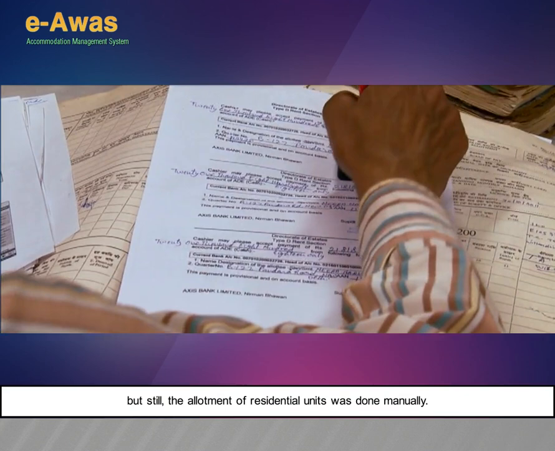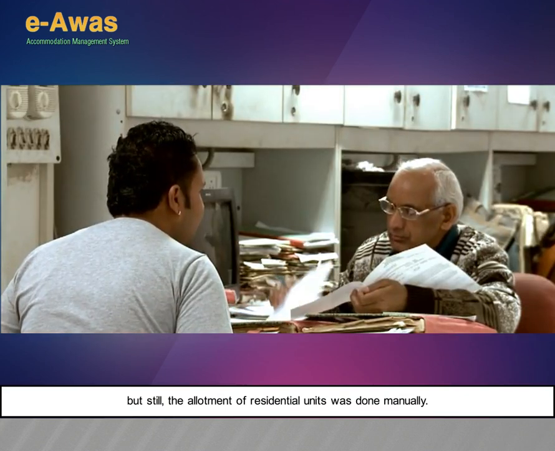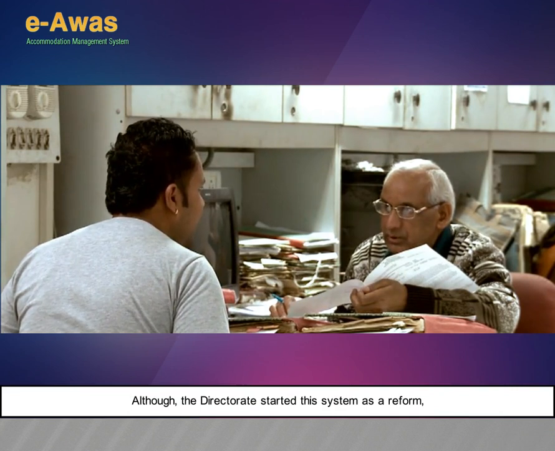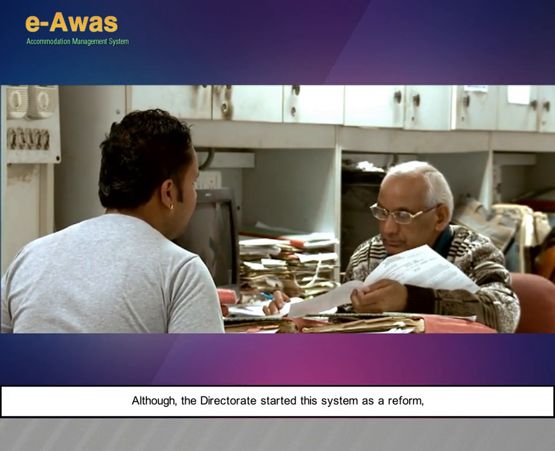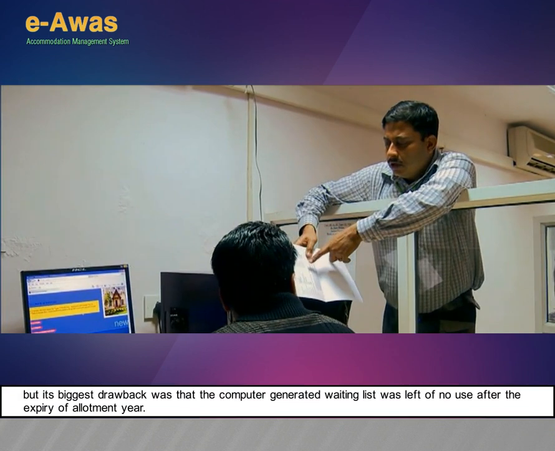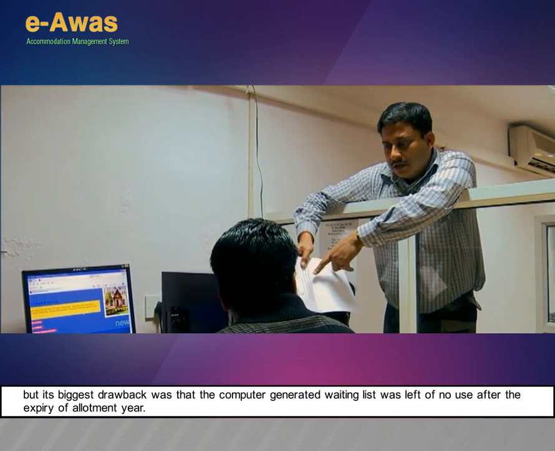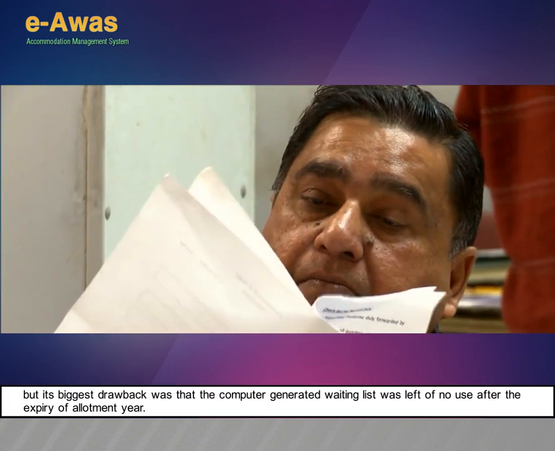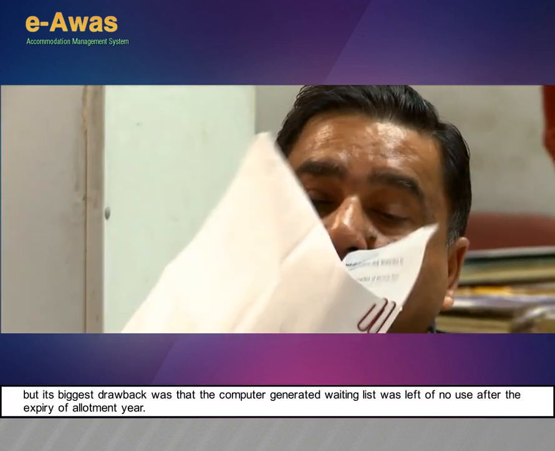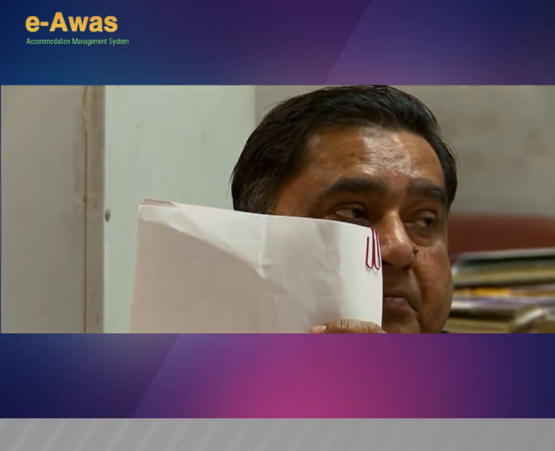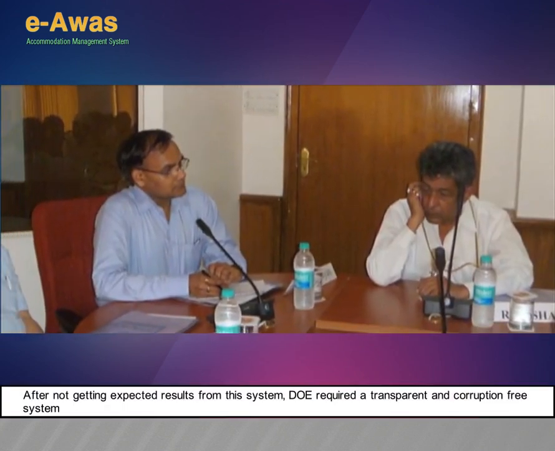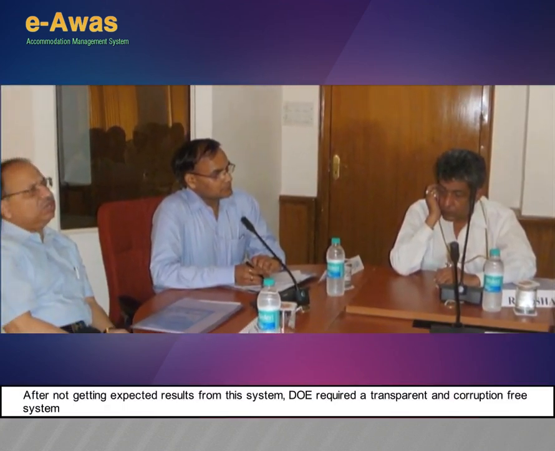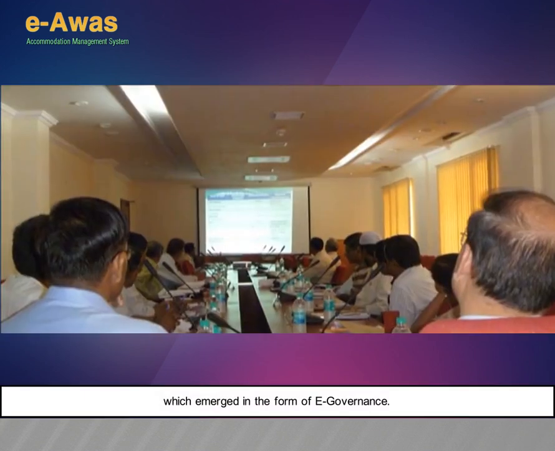But still, the allotment of residential units was done manually. Although the Directorate started this system as a reform, its biggest drawback was that the computer-generated waiting list was of no use after the expiry of the allotment year. After not getting expected results from the system, DOE required a transparent and corruption-free system, which emerged in the form of e-governance.